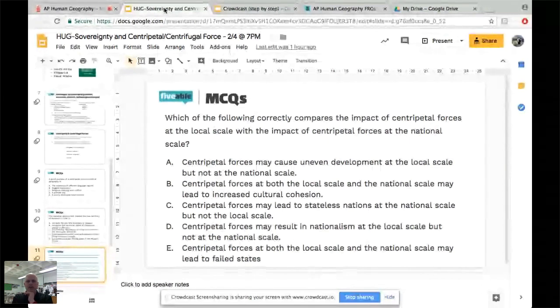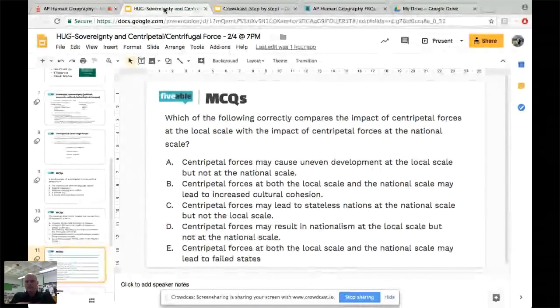D, centripetal forces may result in nationalism at the local scale, but not at the national scale. No, nationalism effectively is going to take effect everywhere in the country. All right, so it's not D. C, centripetal forces may lead to stateless nations at the national scale, but not at the local scale. It's not going to lead to stateless nations. And again, centripetal is bringing people together.